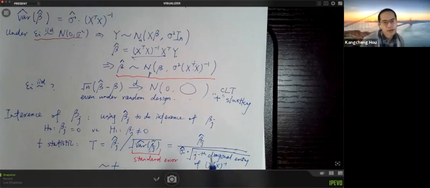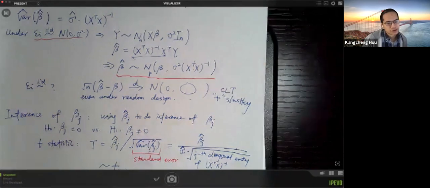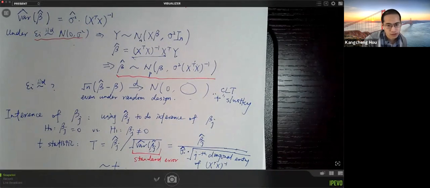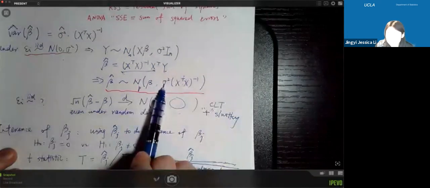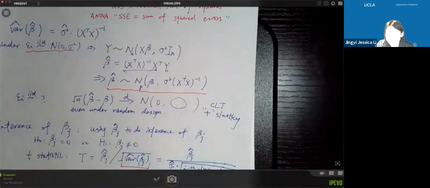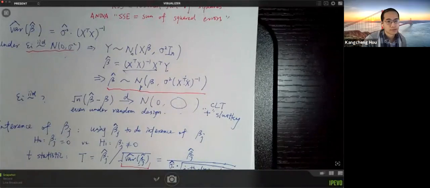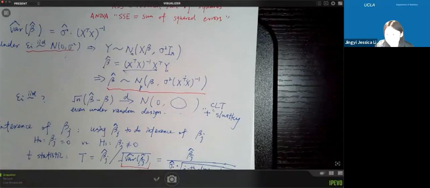Professor, I have a question. If you are using the beta j itself as the test statistic, it involves the unknown parameter sigma square, right? We're going to do a plug-in. It's actually the same. We're just going to plug sigma hat in here. So when we calculate the p-value, we use the normal distribution. Okay, yeah, that's something I want to say later.